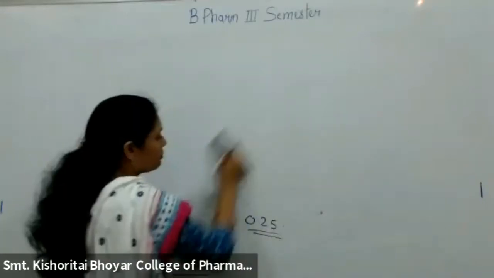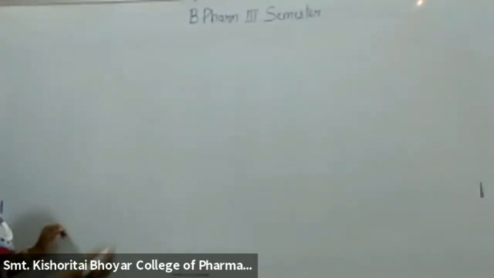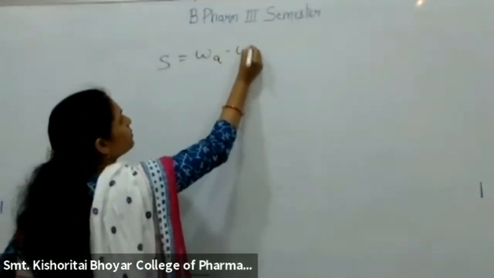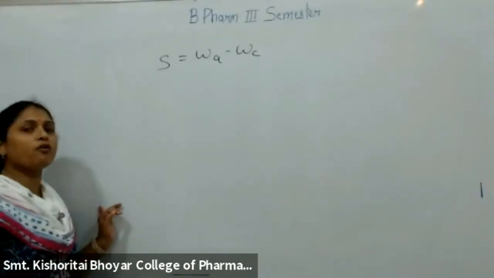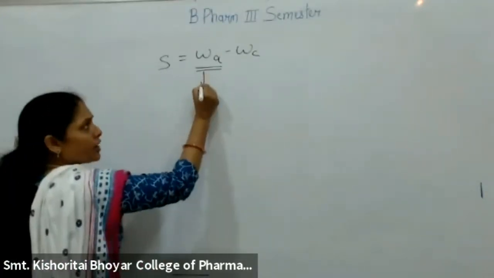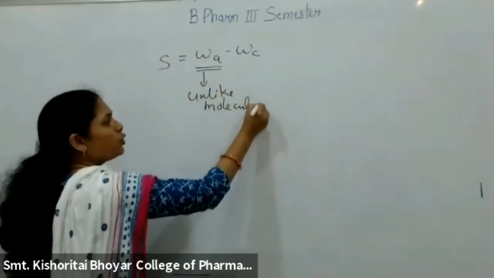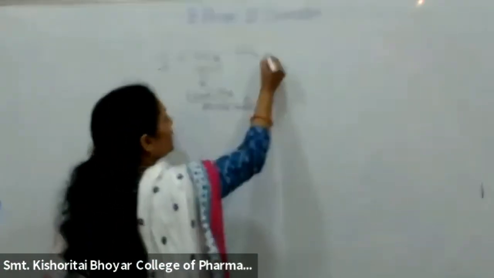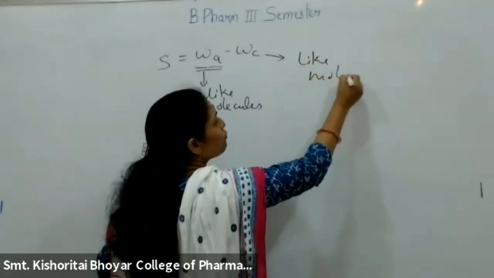One more thing which we discussed on Friday is the spreading coefficient. Now what is the spreading coefficient? To determine the spreading coefficient, which is denoted by S, the equation is WA minus WC, where WA is the work of adhesion and WC is the work of cohesion. The energy required to break the attraction between unlike molecules is termed the work of adhesion, and the energy required to break the attraction between like molecules is termed the work of cohesion.